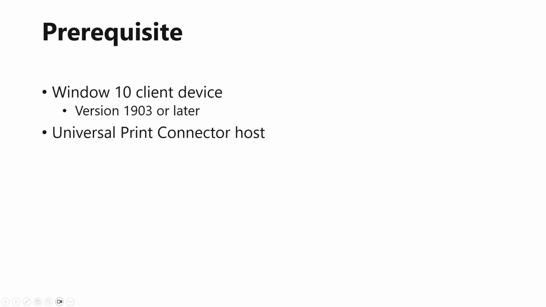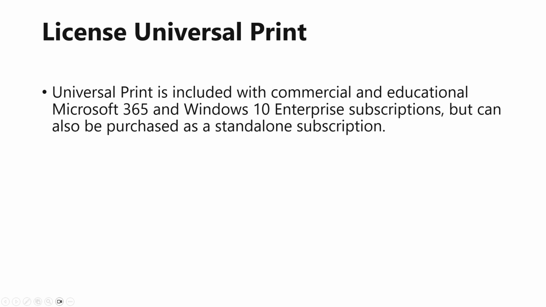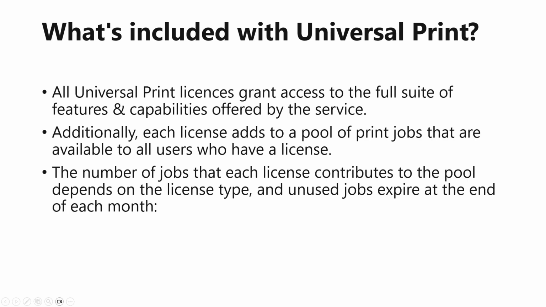So what are the prerequisites? The prerequisites are a Windows 10 client device, version 1903 or later, and a Universal Print Connector host. Universal Print is included with commercial and educational 365 and Windows 10 Enterprise subscriptions, but can also be purchased as a standalone subscription. What is included with Universal Print?